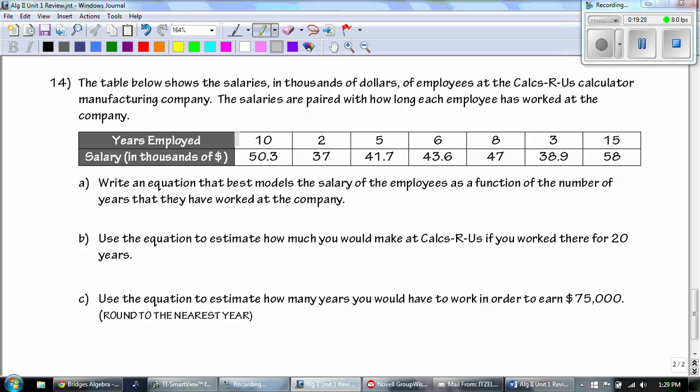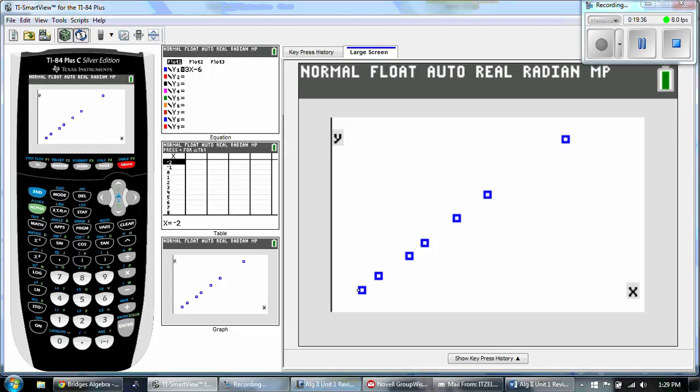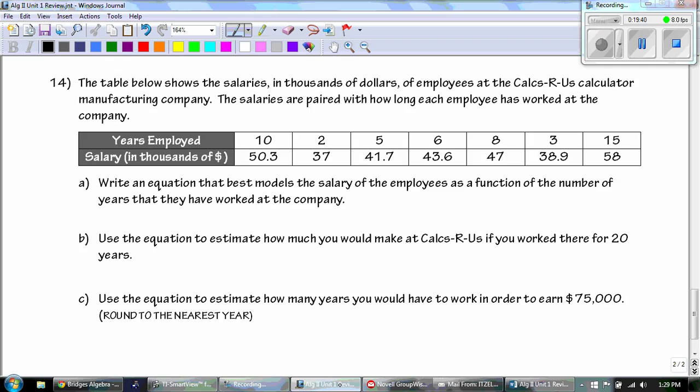Okay, well, we're talking about years employed and salary. I don't want to just say the correlation is positive and strong. It is, okay? But in the context of the problem, what's going on is that as years increase, as the years the employee works there increases, the amount of money they make increases, okay?